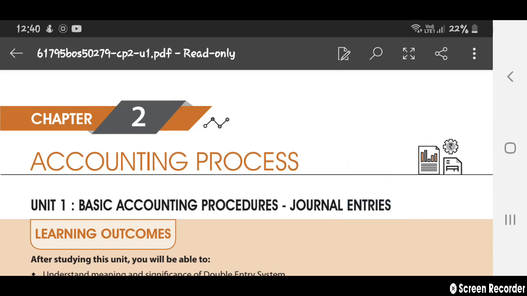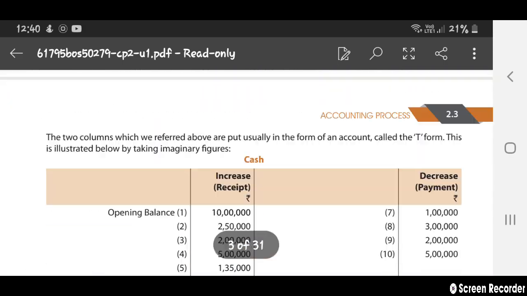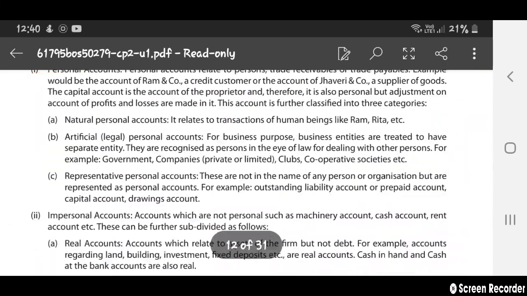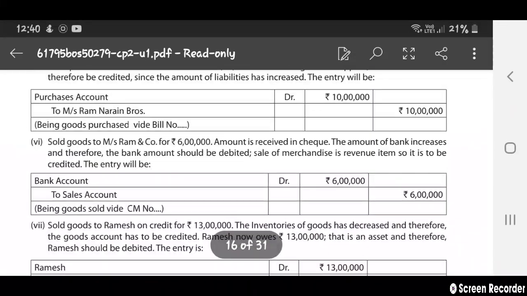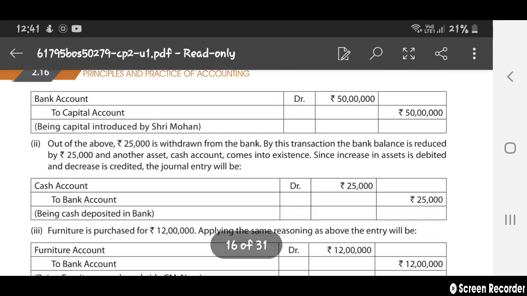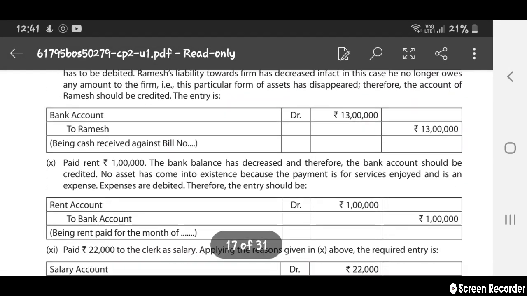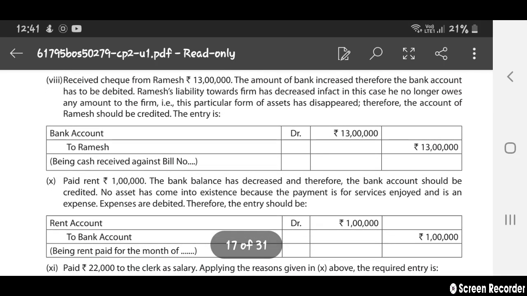Today I'm going to explain Chartered Accountancy Part 2, Accounting Process, first chapter Basic Accounting Procedures, Journal Entries, Part 3. In the last two parts I explained some of the topics of this chapter. Let's continue. In the last video I stopped here, so let us continue the topic from here.